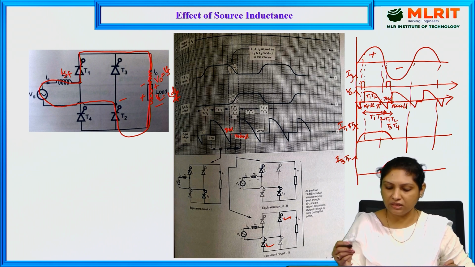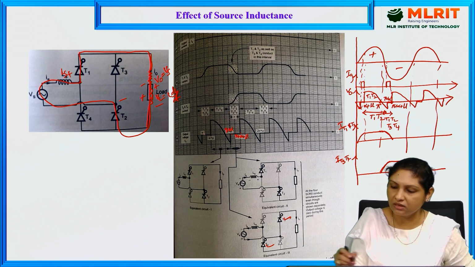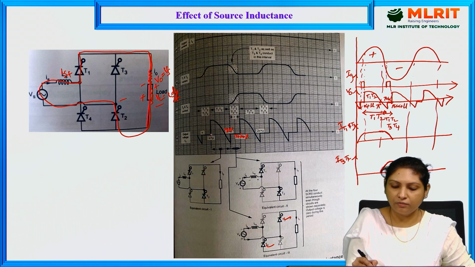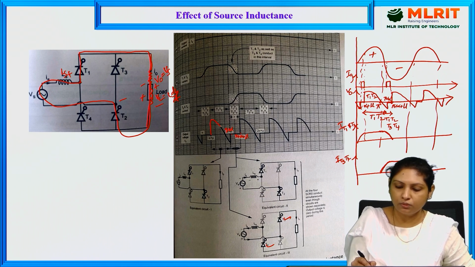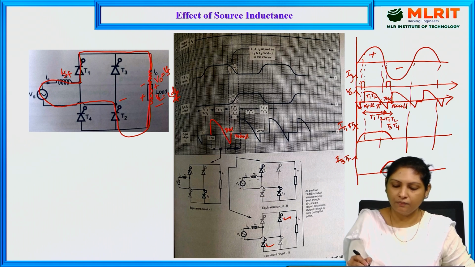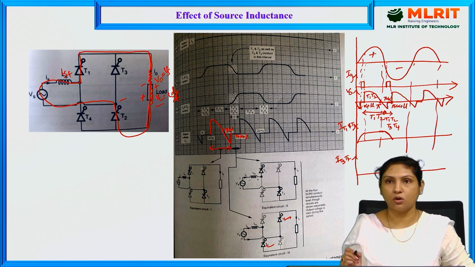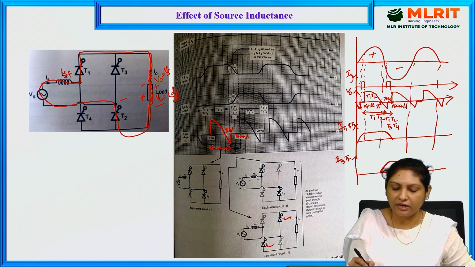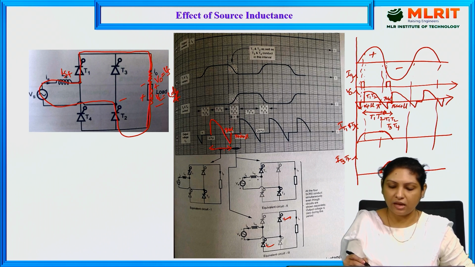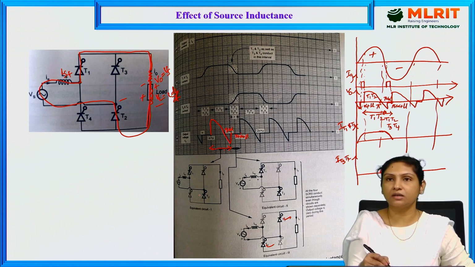And if you see here, there is the same output voltage from alpha plus mu to pi plus alpha. And here, during this period, thyristor 1 and 2 is conducting during the positive half cycle, and by the time it reaches pi, what is happening? Because of the load inductor, the current continuity is maintained.